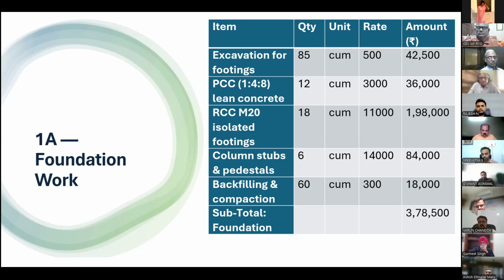There may be certain other items also in the foundation work that you can do. So this is just an example of the things which you may take. If there is a brick wall also, then you have to calculate that also.